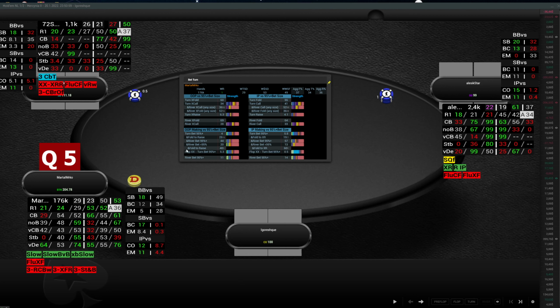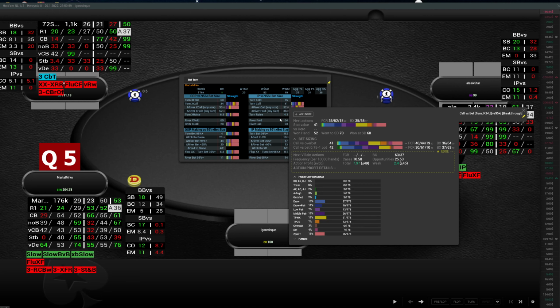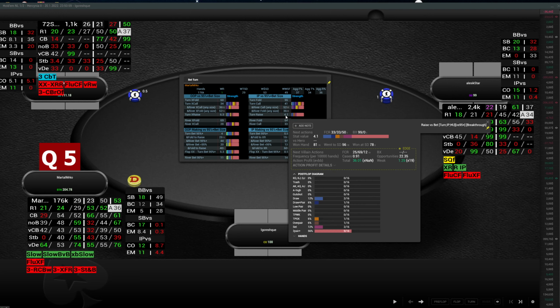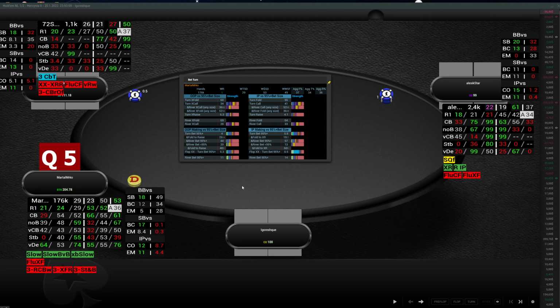And also we have a fold versus the raise on the river. That also indicates the strength of their river overbet. Then we have the same thing as in position: in position versus an overbet, how they play, with which hands they are calling it, which hands they are raising with, and also how they play on the river.